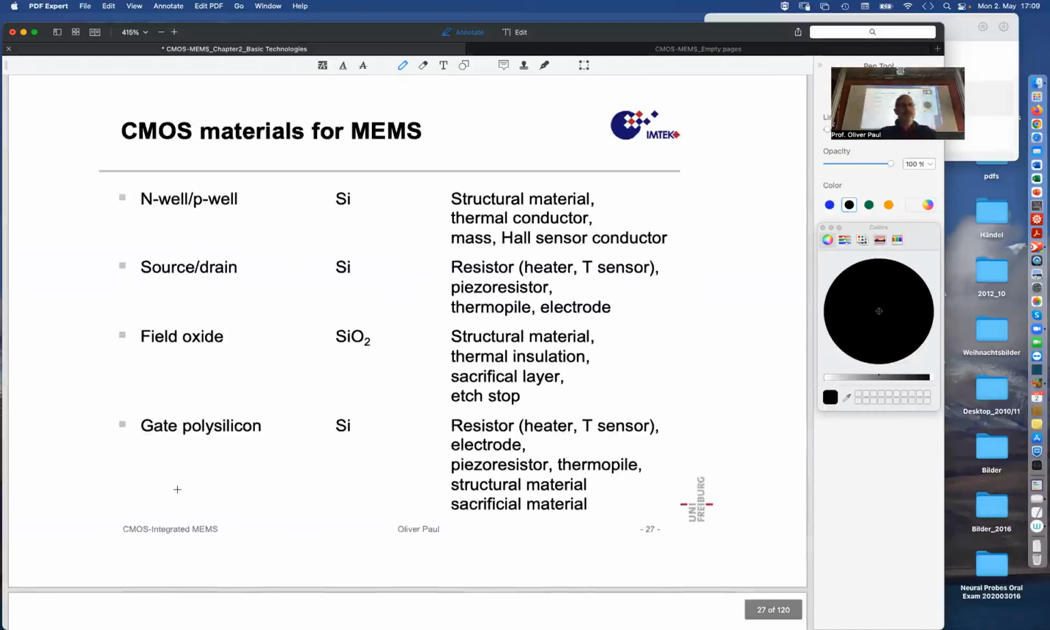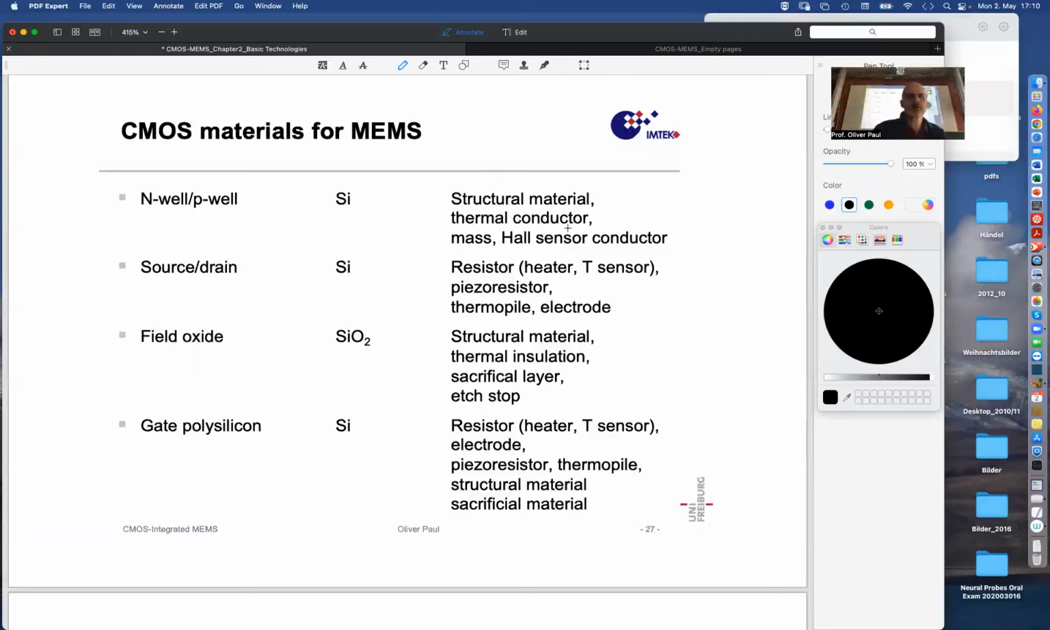So let's look at those materials, because now we have viewed the materials only as part of transistors, but of course, MEMS engineers would like to see more in them. So for instance, an N well and a P well to a MEMS engineer is, of course, a structural material. It could be a standalone block, of a thickness. If you remove everything underneath the N well, then you have a thin layer of silicon. You could make a membrane out of it, for instance, for a pressure sensor.